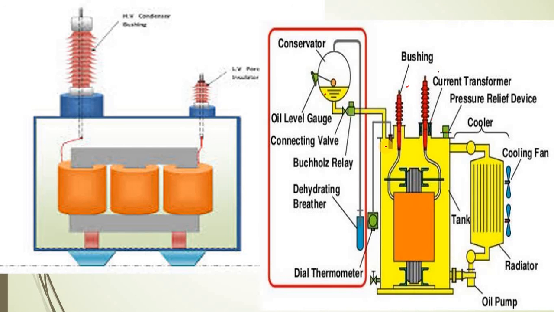Then from this main tank the oil is sent, or poured here, having some oil level indication. The oil level gauge is there, the connecting valve is there, the Buchholz relay is there. Okay, the dehydrating breather is there, on the outer side. Then this is the radiator tank, and the oil pump is there.